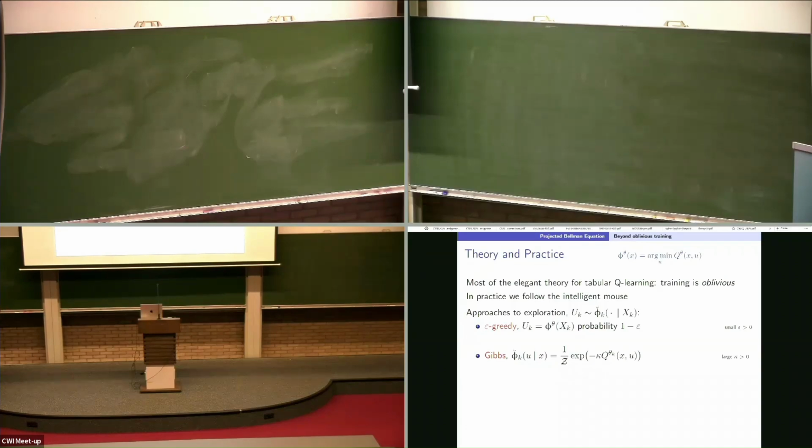Alternatively, you can look at this Gibbs policy where you take some large constant kappa, and the probability of choosing the action U given the state X is you just plug in the Q function and plug in this minus kappa, and that's the probability. The Z there is a normalizing factor. So when you sum over U, you get 1 to make this a valid probability mass function. Okay, so these both fail in terms of analysis.